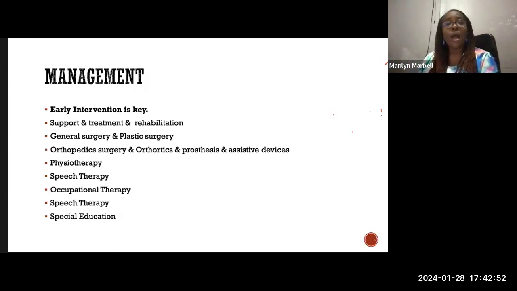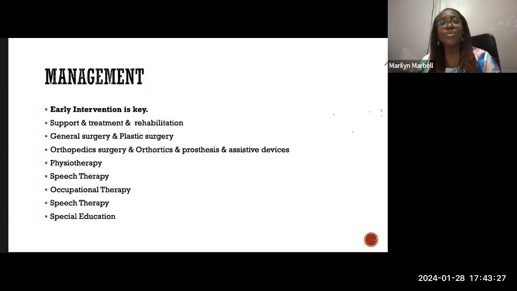So management, what happens? It could be different. Those who need surgical management will get surgical management. Those who need just treatment or rehabilitation will get those. Those who need orthopedics, the bone doctors, to come in and sort out the structure will get that. Those who, even after surgery, need assistive devices, prosthesis, or orthotics will get them. Those who need physiotherapy in the beginning to get their muscles stronger will get it.